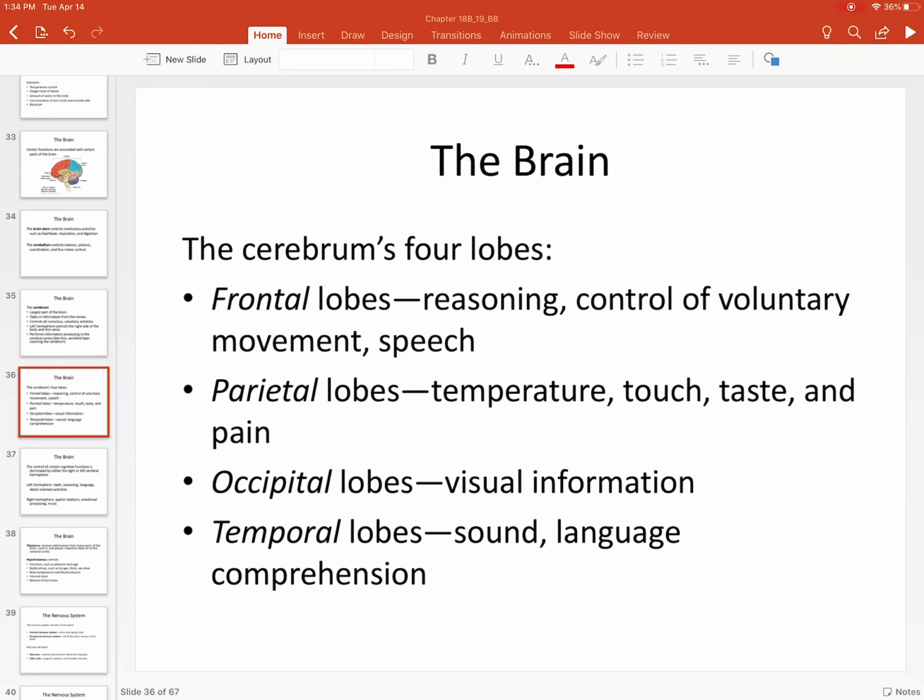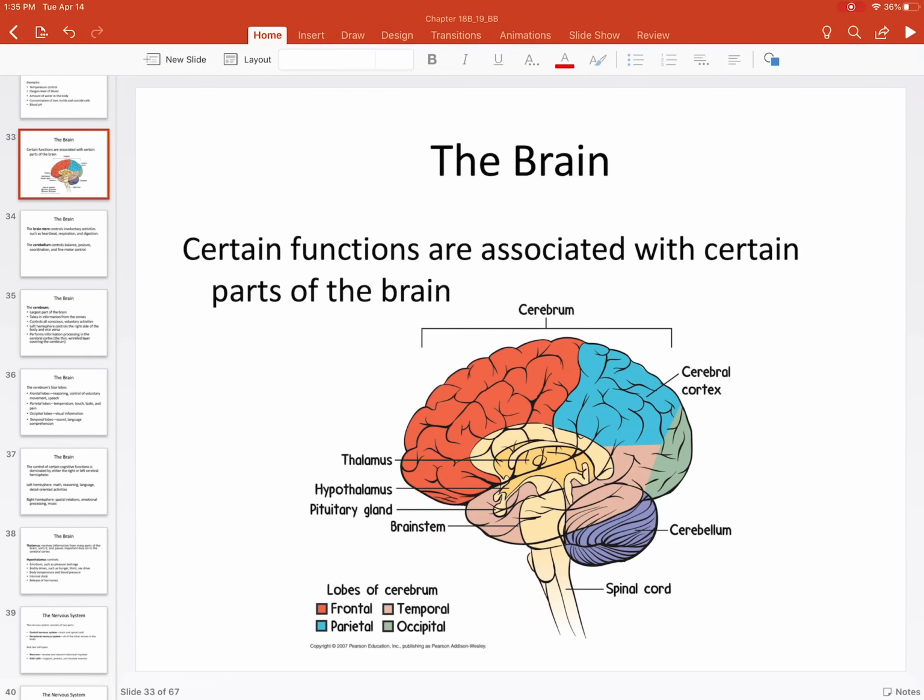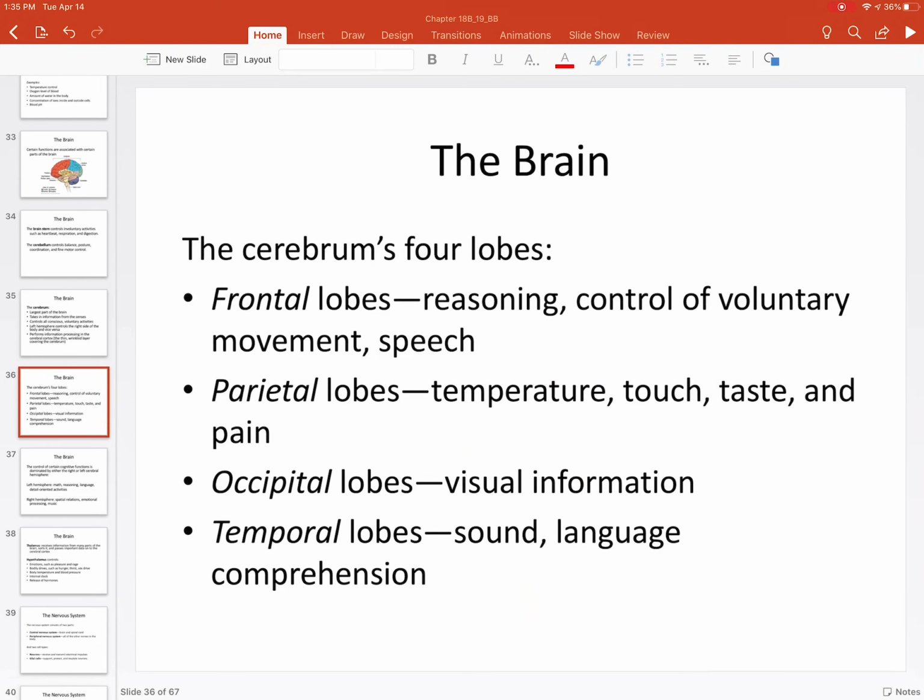Your temporal lobes, let's go back and look, are right there along the base, right above your ears. This is where sound and language comprehension come in. So not the ability to speak, but the ability to hear and interpret that in your brain. You can see that speech, the ability to talk, comes from the front, but the ability to understand that language comes from the side.